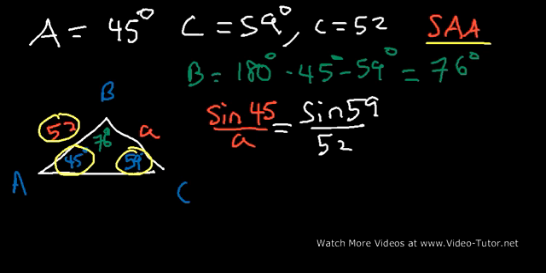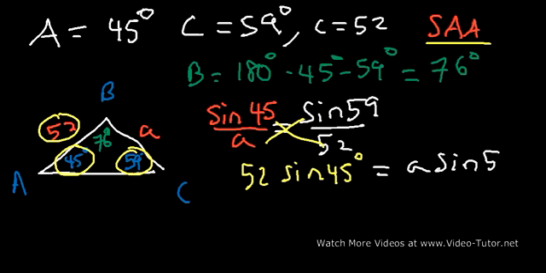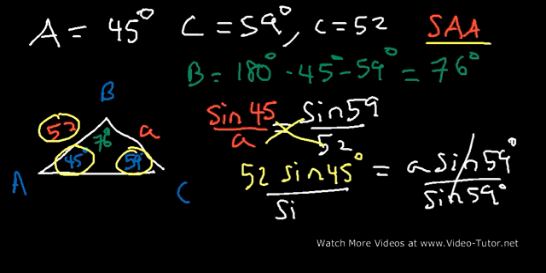To solve for side A, we've got to cross multiply. So 52 sine 45 is equal to A sine of 59 degrees. Dividing both sides by sine 59, we can get the value of A. Just make sure your calculator is in degree mode, because if it's in radian mode, you won't get the right answer. 52 sine 45 divided by sine 59. The answer that I got is about 42.9 for side A.